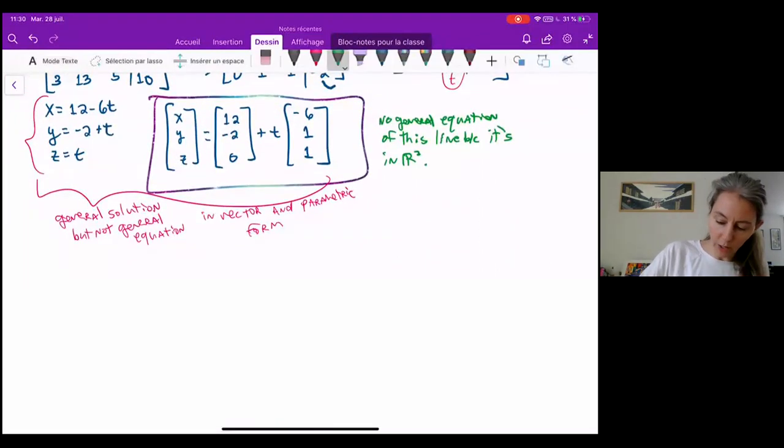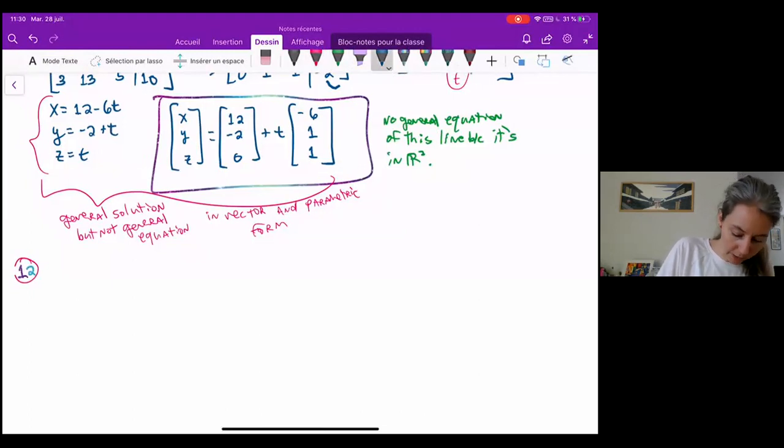So moving on to 12. We're given some vectors.